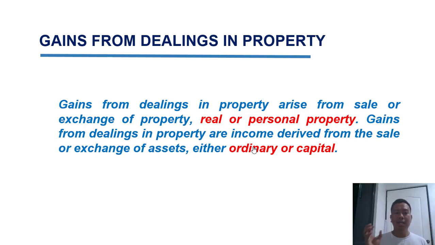They can be the subject of these gains from dealings in property, and they may be either ordinary or capital. Pagka sinabi nating ordinary, it is in the ordinary course of business natin. Ito yung mga inventories natin. Ito yung mga properties na ginagamit natin doon sa business. Halimbawa, yung mga computer na ginagamit natin as administrative function, pwede natin isama doon sa ordinary asset. Yung mga transportation equipment na ginagamit natin sa business natin, pwede din siyang ordinary asset.